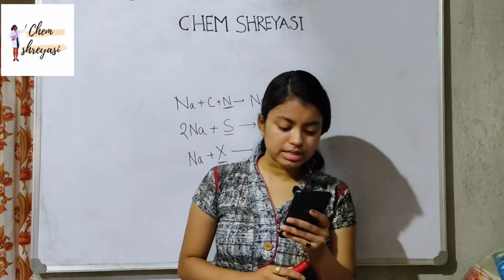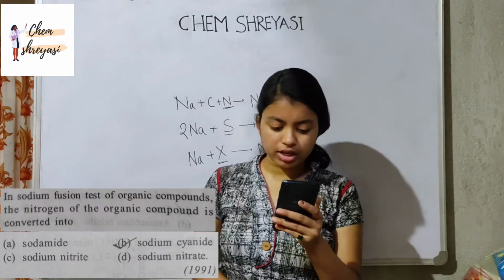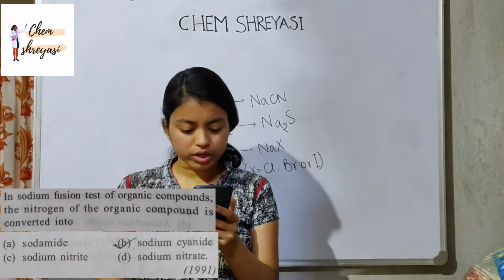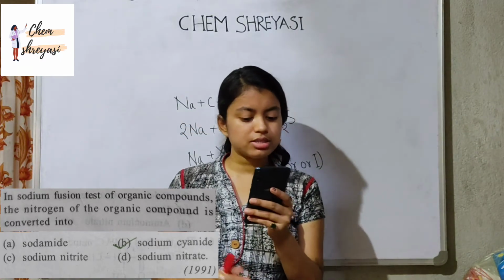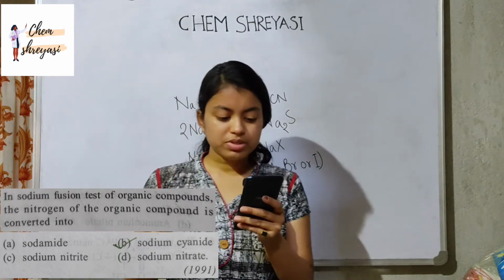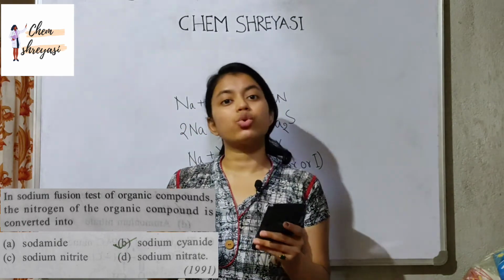So my next question is: in the sodium fusion test of organic compounds, the nitrogen of the organic compound is converted into, and we have been given four options. The first is sodamide, then sodium cyanide, sodium nitrite and sodium nitrate.